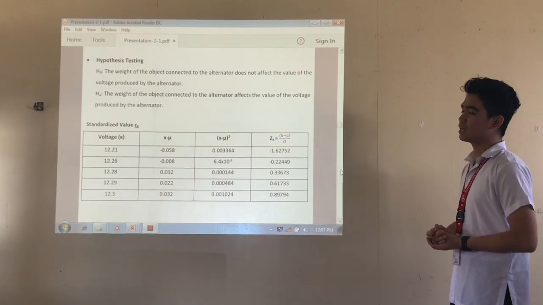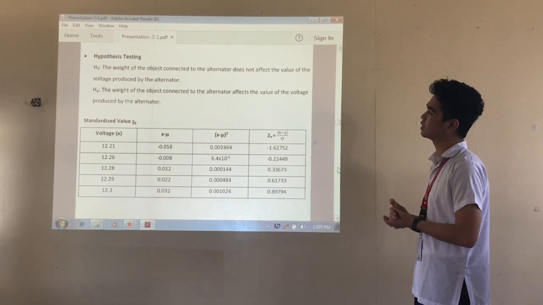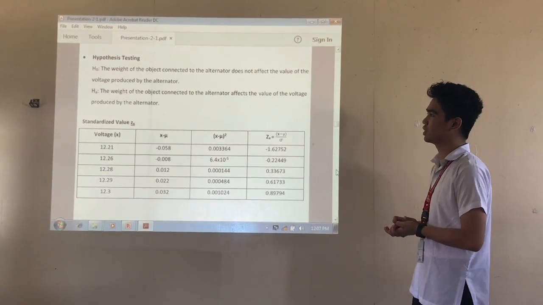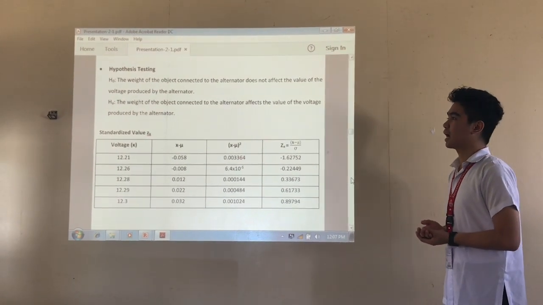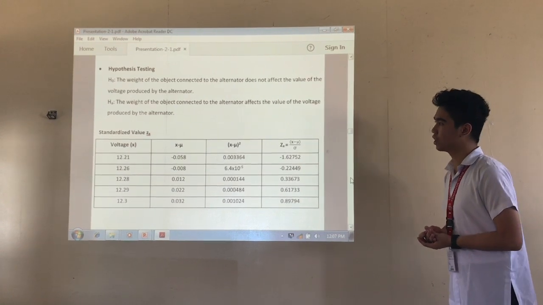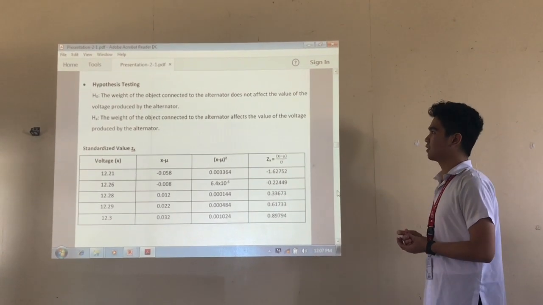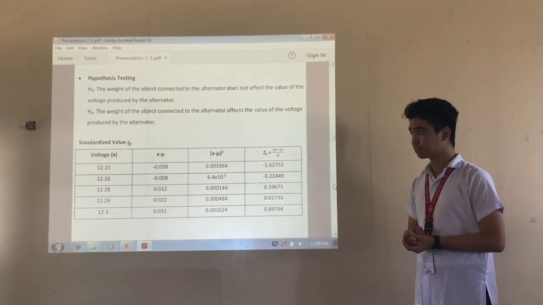Hypothesis testing. Ang ating pong null hypothesis ay the weight of the object connected to the alternator does not affect the value of the voltage produced by the alternator. Ang ating naman pong alternative hypothesis ay the weight of the object connected to the alternator affects the value of the voltage produced by the alternator.